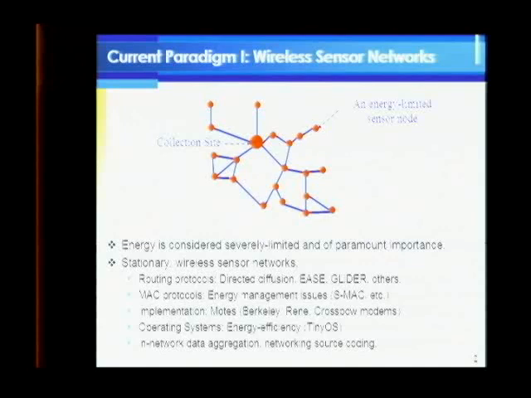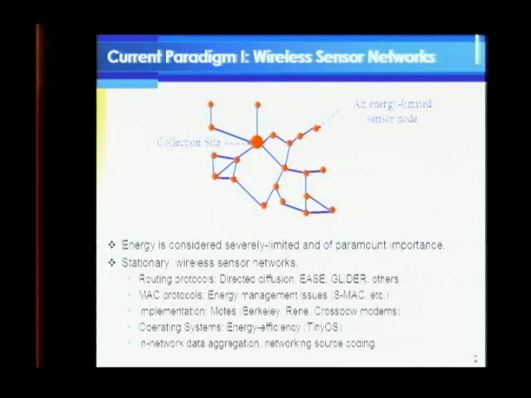And these nodes, by using localized algorithms such as enclosure and others, can find nearest neighbor links and establish communication to the collection site. Then they collect data such as temperature and so on from the environment, and they can relay this all the way to the collection site through the network. So this is a sensor network example. In these kinds of networks, energy is considered severely limited and is of paramount importance. And this is what a lot of the protocols are designed for.